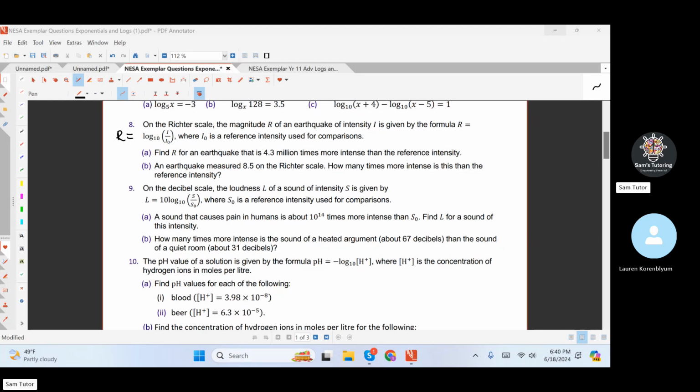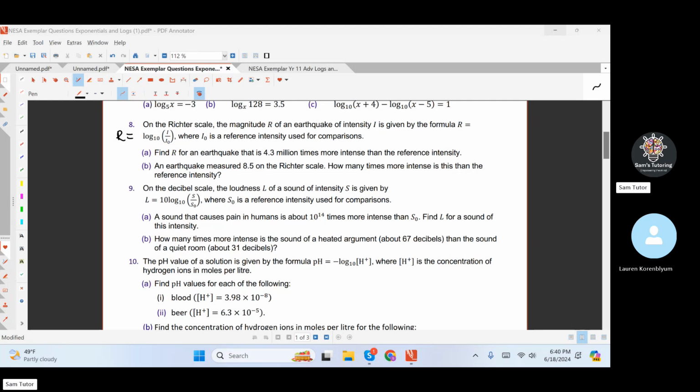What does that even mean? What's the question? Find R for an earthquake. Does anyone even understand this? Not the words. Not the words.